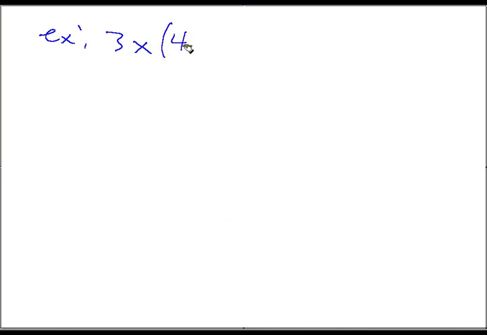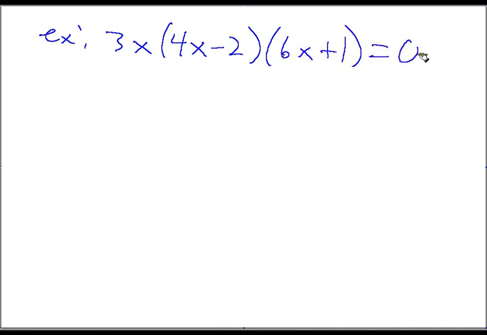Let's have this: 3x times 4x minus 2 times 6x plus 1 equal to 0. All right? Equal to 0. Okay. So now I have three different factors, right? 3x, 4x minus 2, 6x plus 1, and it's equal to 0. So again, what does that mean? That means one of these three guys has to be 0. Otherwise, how can their product be 0?